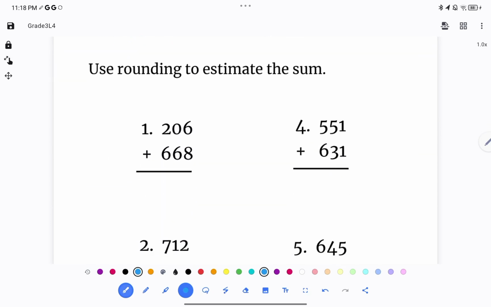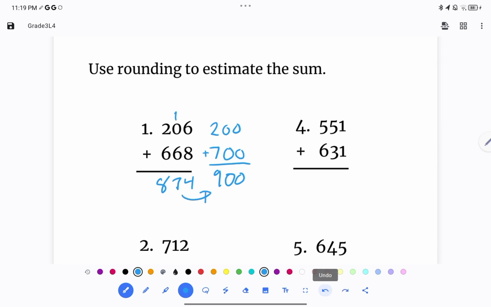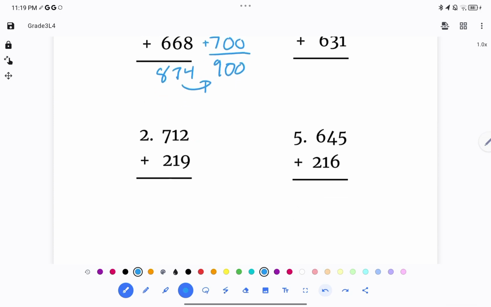Rounding to estimate the sum. Well, we'll just round: since 206 is closer to 200 than it is to 300, we'll assume that's 200. And since 668 is closer to 700 than it is to 600, we make that a 700. That's going to be around 900. And just really quickly, the actual sum is going to be, what, 874. Yeah, so that's close enough. So the rounded sum is 900, the actual sum is 874.